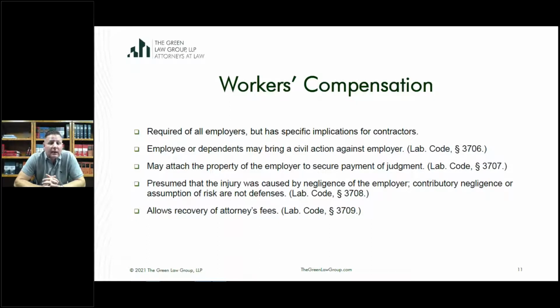The other thing you've got to realize is that certain defenses that are normally available in negligence claims are not available if you don't have workers' compensation coverage, including contributory negligence or that the employee assumed the risk of the harm. And lastly, if you don't have workers' compensation coverage, attorney's fees are recoverable, which typically they would not be in a tort claim. So in addition to the amount you're found liable for the negligence, you also have to pay a lot more. And in some claims, the attorney's fees can far exceed the actual claim itself.